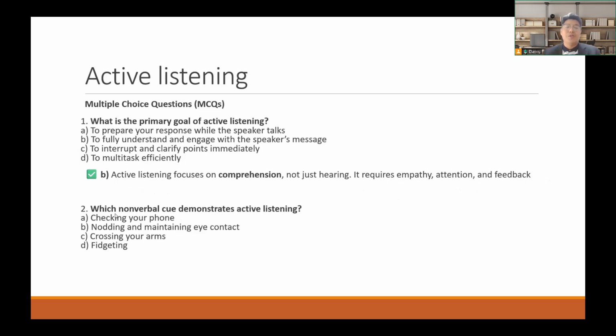Okay. Number two, which nonverbal cue demonstrates active listening? A. Checking your phone. B. Nodding and maintaining eye contact. C. Crossing your arms. D. Fidgeting.